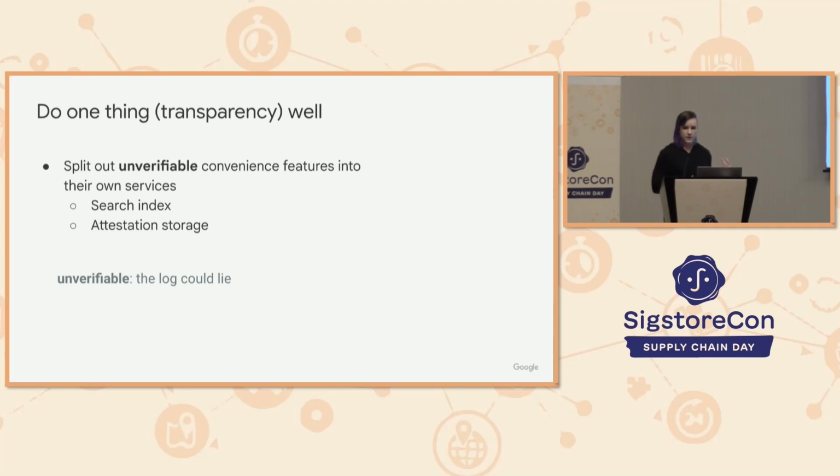So the search index and the attestation storage would become their own projects. A private deployer could choose to run one or not choose to run one if they don't need it. And the public good instance would run an instance of these services at a separate domain from Rekor, so it's very clear to users that it's not part of Rekor and it doesn't have the same verifiability guarantees.